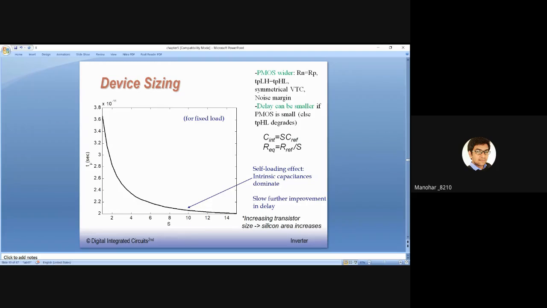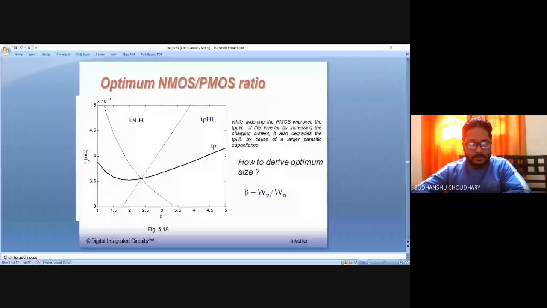Yes, sir. Anything else? Can you show that graph of tPHL and tPLH with respect to the sizing beta? Okay. So let us see that. This one? Yes, sir. Okay.